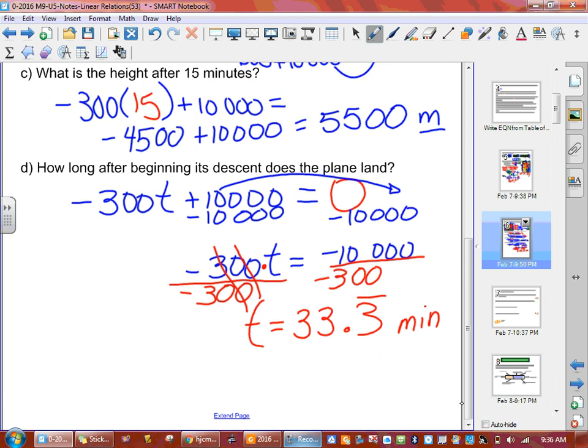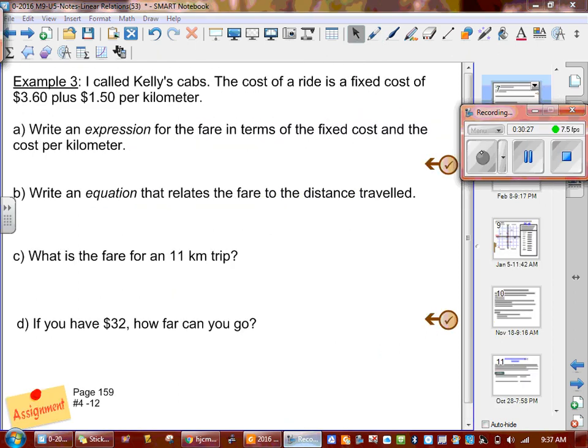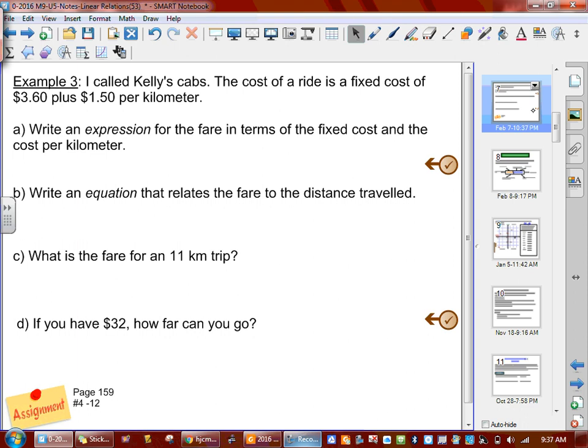Let's take a look at our last example here. We're going to talk about a cab ride. Our final example is a cab ride. So the cost of a cab ride has a fixed cost plus numbers per kilometer. So whenever we want to find an equation, we always start with the fixed cost. So our fixed cost is $3.60 plus $1.50 per kilometer.